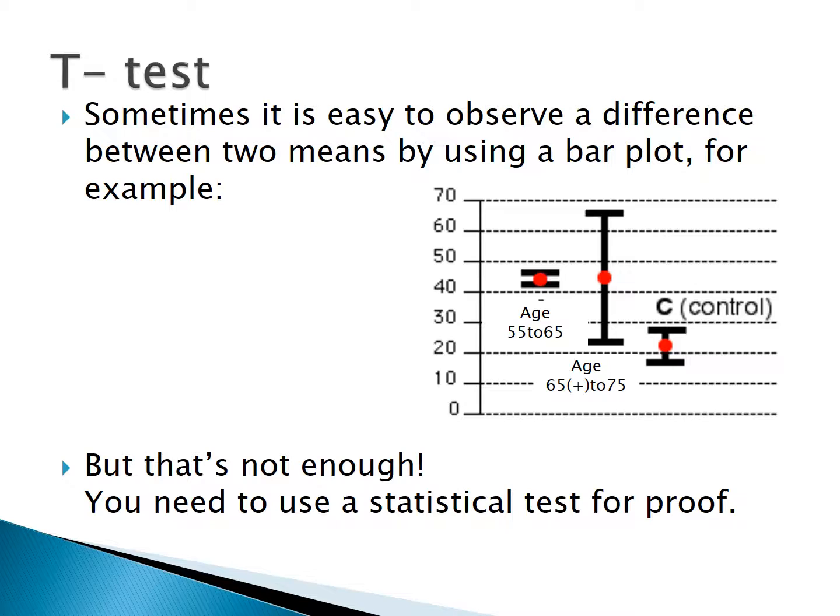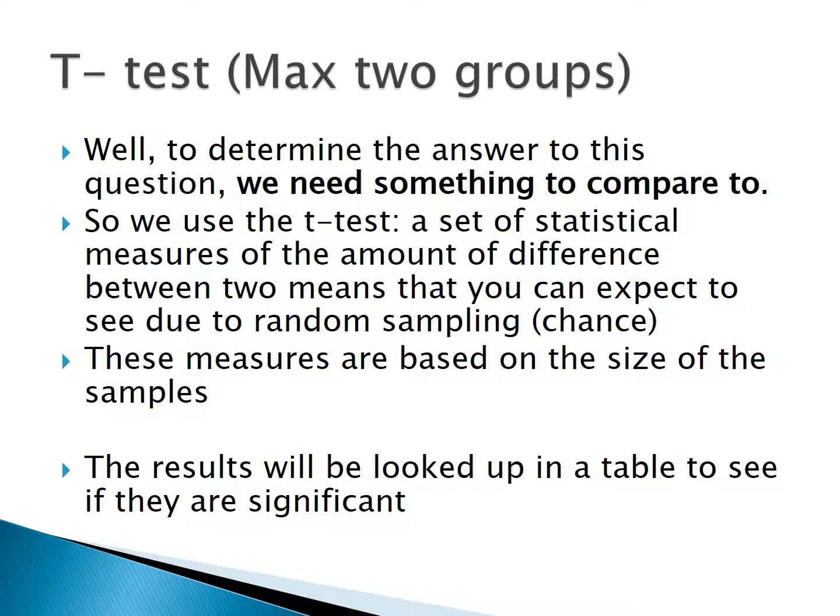Okay, looking specifically then at t-tests, sometimes it's easy to observe a difference between two means using, for example, the bar plots that we were looking at previously. But again, you use a t-test not only to show that there is a difference, but also to prove that there is a statistically significant difference between the two means. The t-test is for a maximum of 2 groups, and we're going to use that.